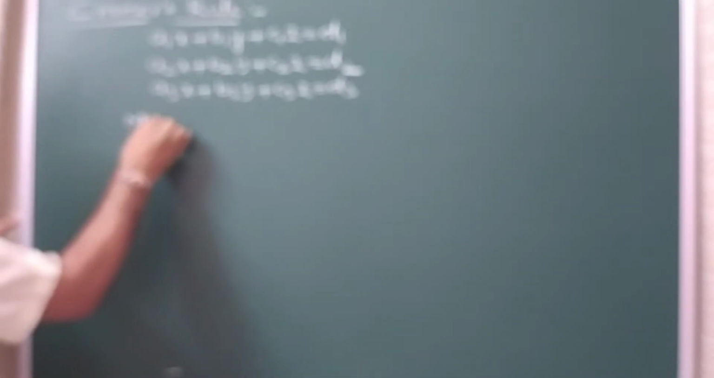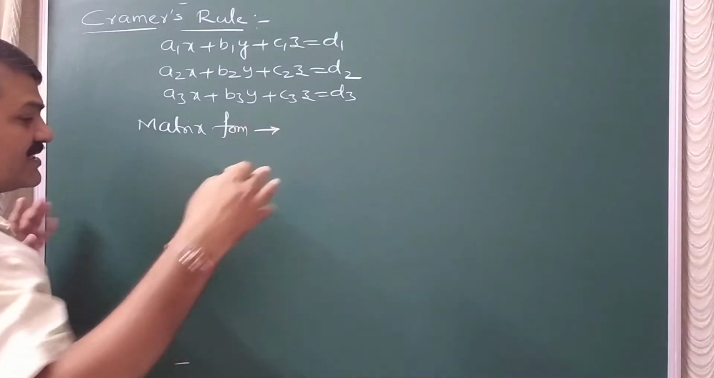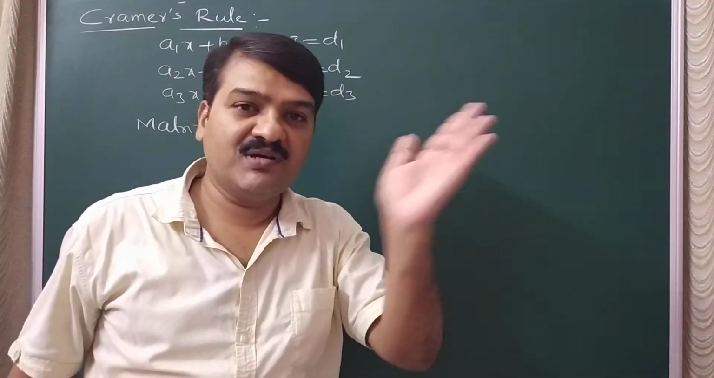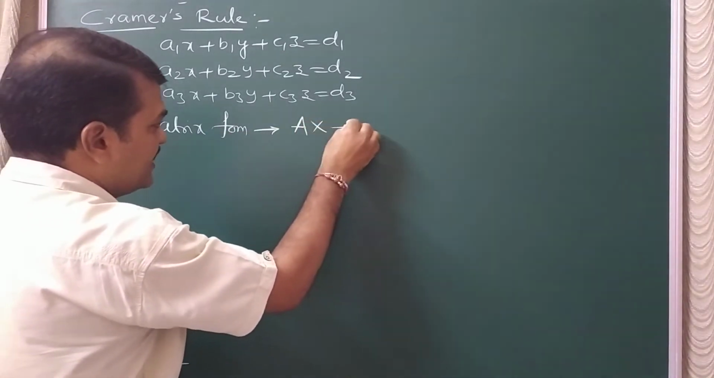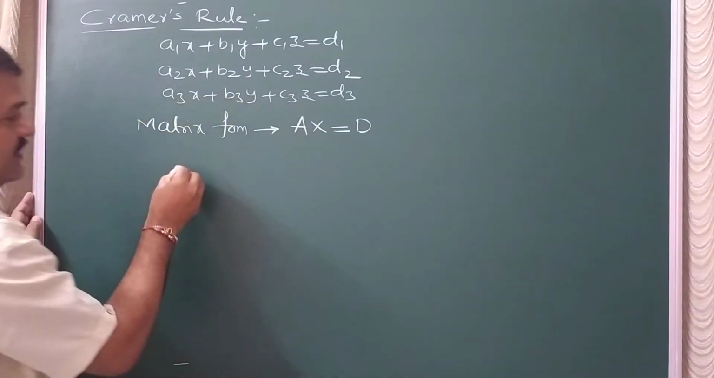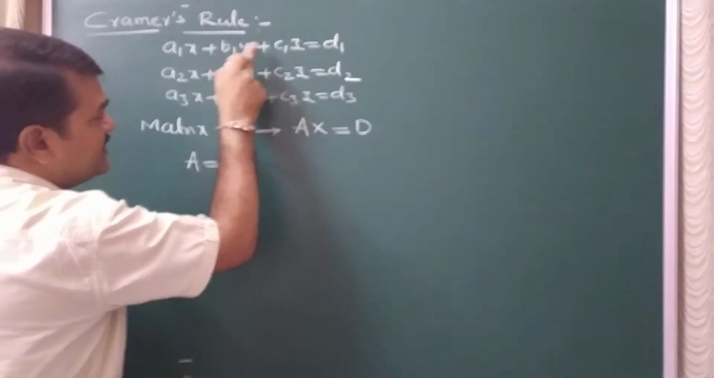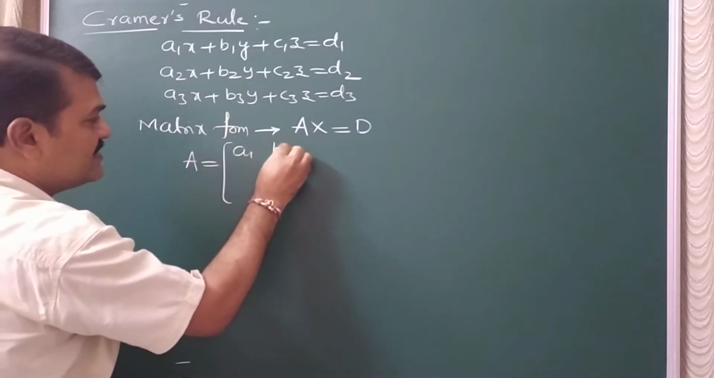First, these three equations are written in the matrix form. How we write in the matrix form, we already discussed in the previous video. If you have missed that video, please go back, see that video and come back. So the matrix form of these equations is AX is equal to D, where A is the coefficient matrix, that is, whatever coefficients we have in the LHS, you write that in this matrix.